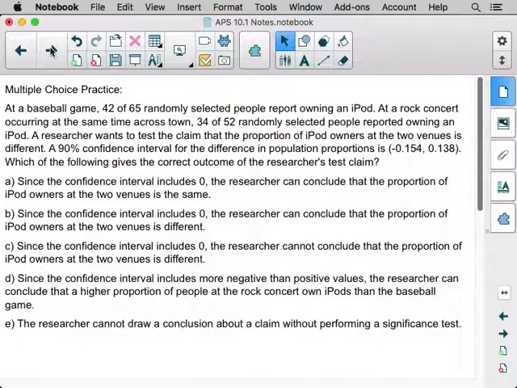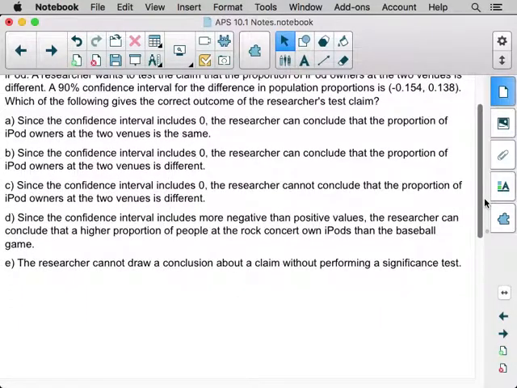All right. Now that we have that established, I want you to tell me which one is the proper choice. Which one sounds like what I just said?